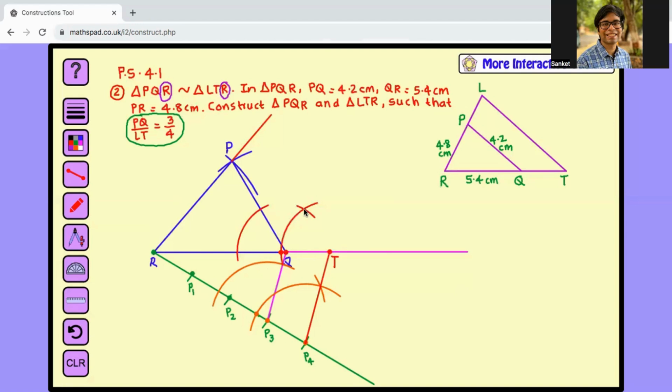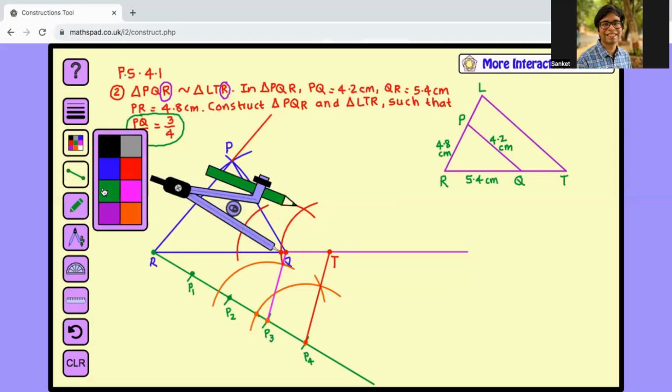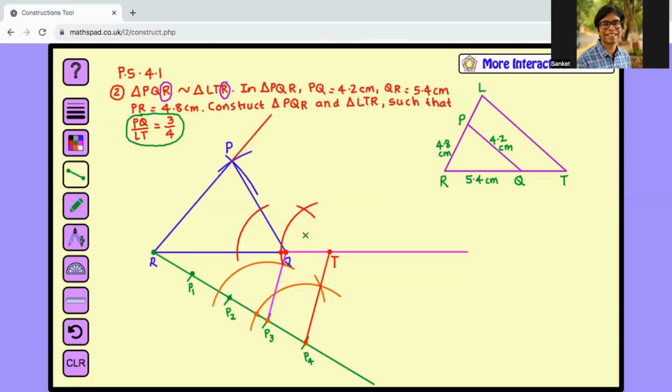Now I need to join point T and this point. I've extended all the way here. Can you see that this line and the side PQ of the triangle are exactly parallel to each other? Right. So now I'm going to label this vertex. I'm going to keep looking at my rough figure all the time. I've located the vertex T, and now this is my vertex L.